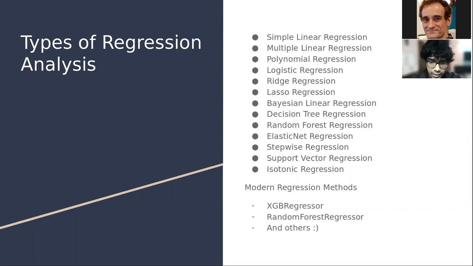Then we have modern day ones, which are pretty much used in Kaggle and those kinds of things: XGB regressor, random forest regressor. But I'll be discussing today these two, majorly this one.